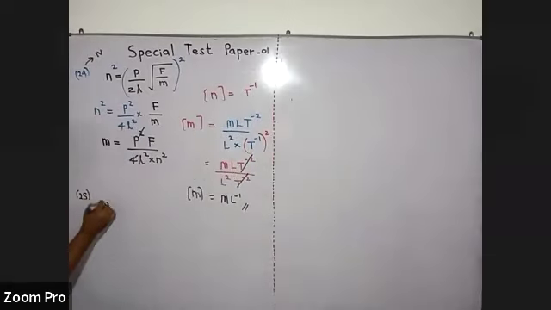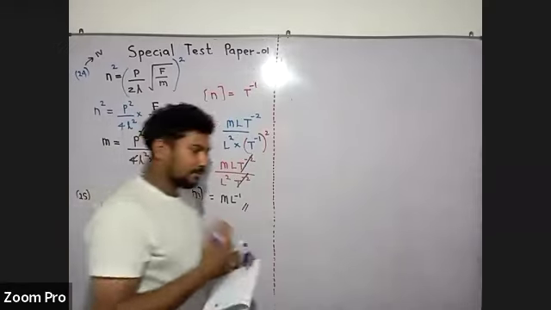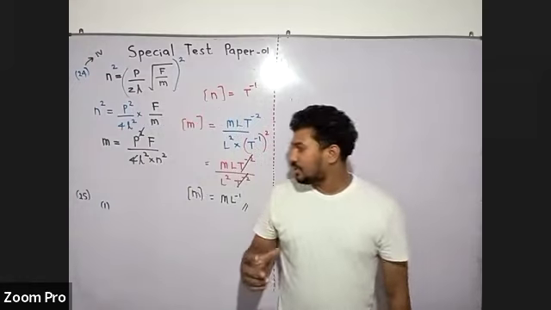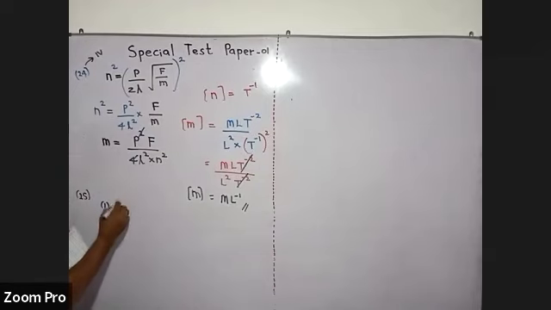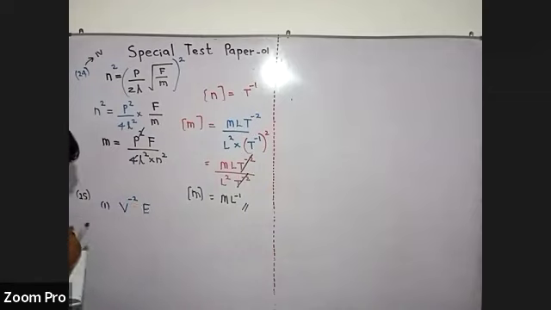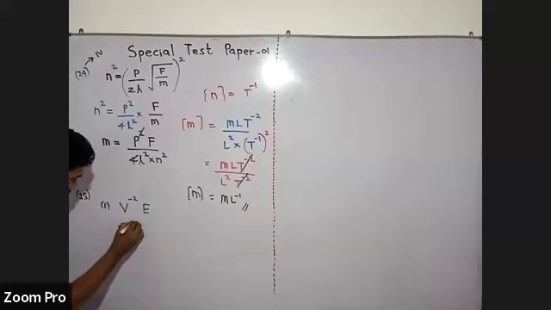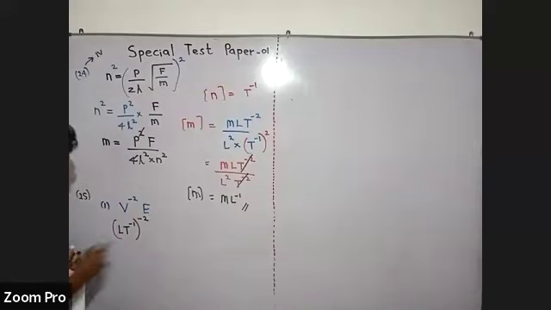Now let's consider the first answer. There are different methods to obtain the answer, and I will tell you the easiest one. That is, you substitute the dimensions into the given equation. In the first answer, it is given as F V to the power minus 2 E. Now, V is velocity. Let's substitute the dimensions according to the fundamental dimensions that we learned. V means L T minus 1, but we have to consider the power minus 2. E means energy.